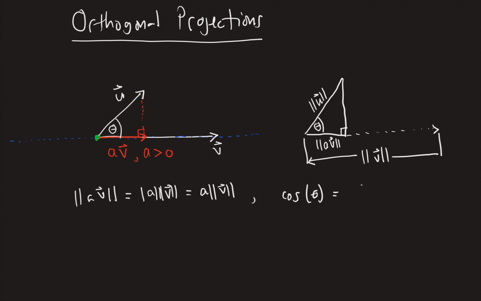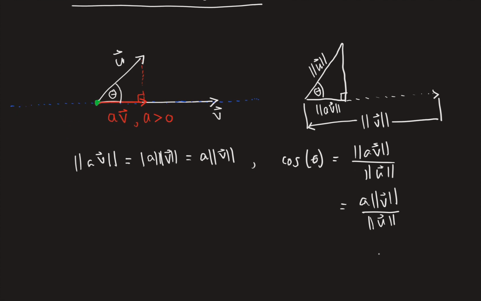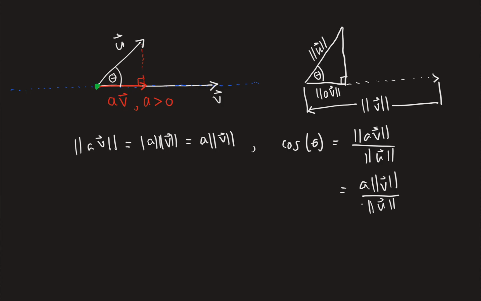So cosine of theta is going to be the magnitude of AV over the magnitude of U, like that. And look, we just simplified that expression for the norm of AV, so it's going to be A times the norm of V over the norm of U. And then, since we're trying to figure out what the scalar is, what A is, let's take this equation now and solve for A.